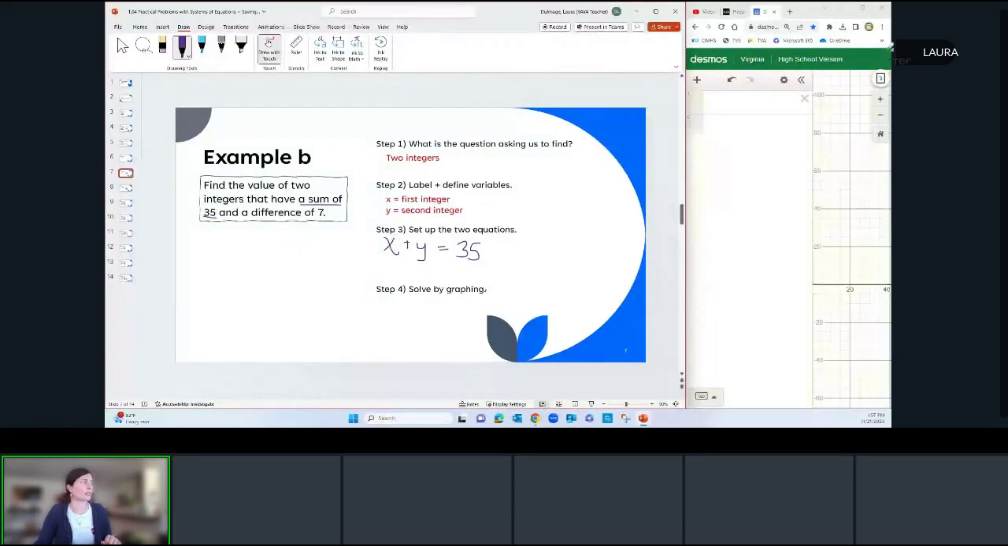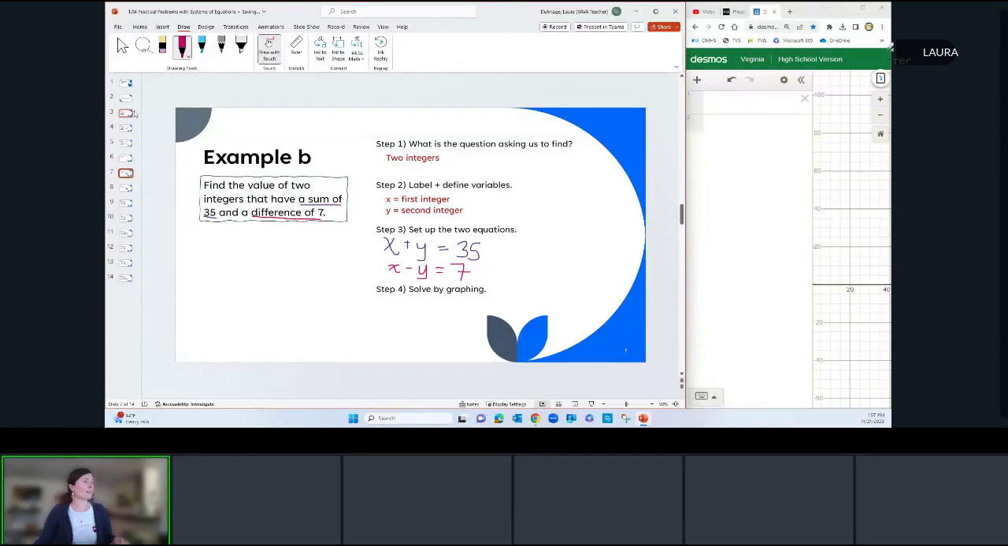How about our difference equation? The difference of 7 means that when we subtract the two numbers, we get 7. That would also mean that if we subtract the numbers in another way, we could have gotten -7, just depending on the order that we subtract them in. I am just allowing x to be the larger number.